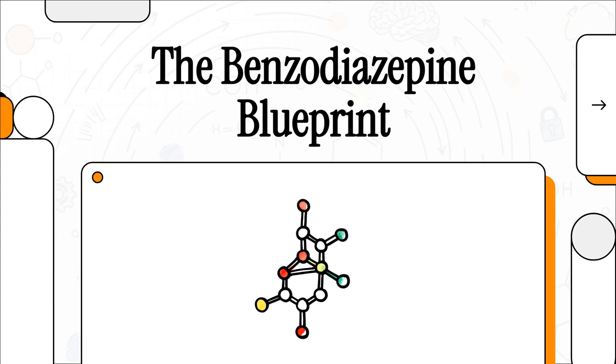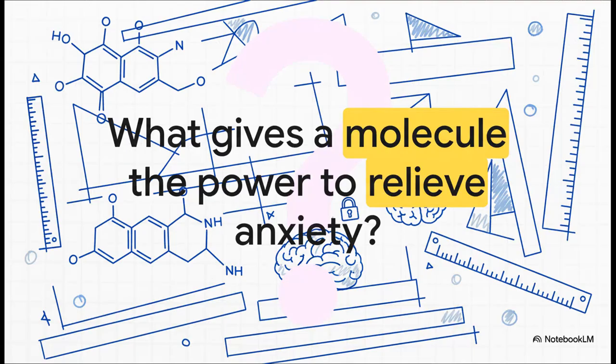So today, we're going to be the architects. We're going to deconstruct the blueprint for one of the most famous classes of anxiety medications and figure out exactly what makes them tick. So that brings us to the big question, right? How does a small collection of atoms, just arranged in a particular shape, get this incredible power to interact with our brain chemistry and actually create a feeling of calm? Well, I can tell you it's not magic. It's a set of very specific, very clever design rules. And today, we're going to uncover them together.